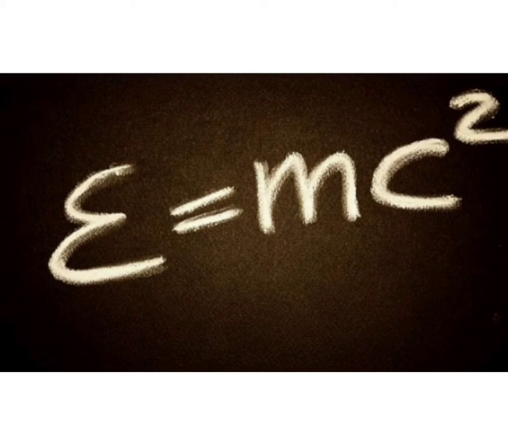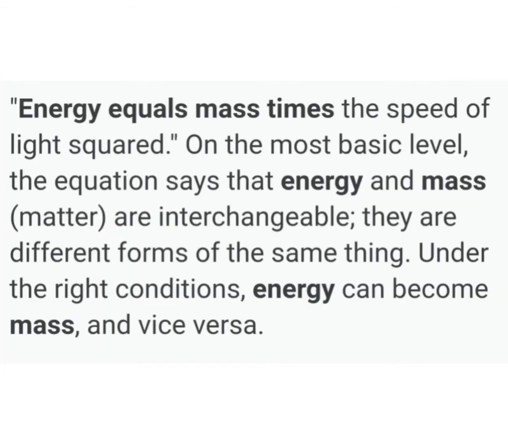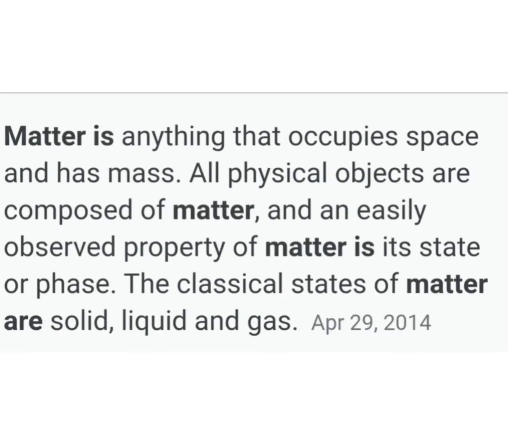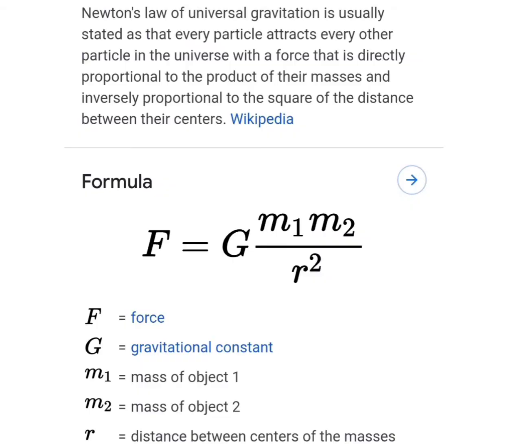So when we talk about the physical world, we have to go over some laws and theories first. Einstein's E equals mc squared. This means energy is equal to mass moving at the speed of light. Another is matter is anything that has mass and takes up space. This is saying that all matter in the physical world is pure energy at light speed.